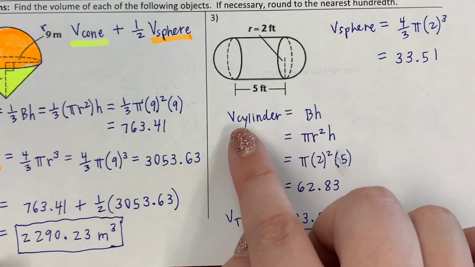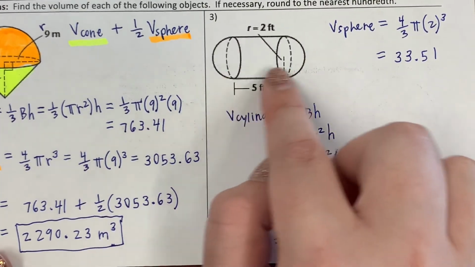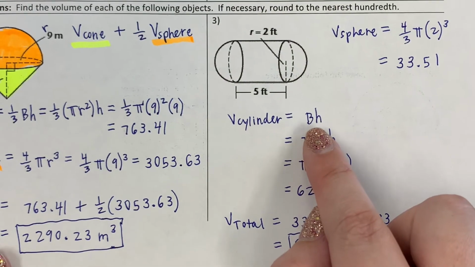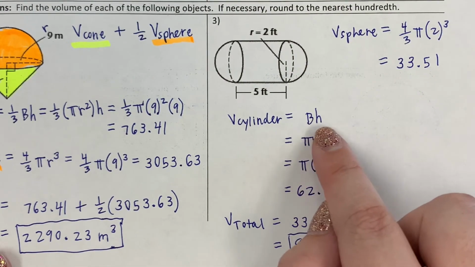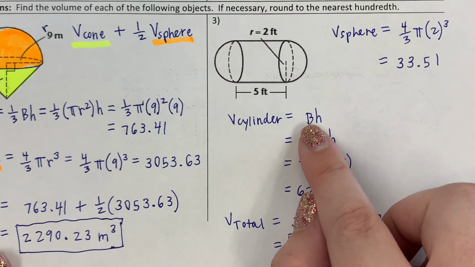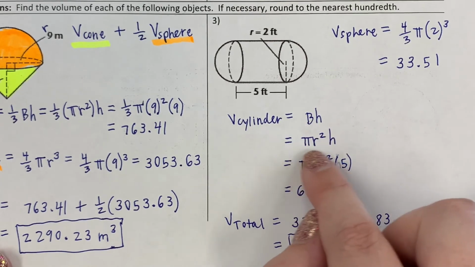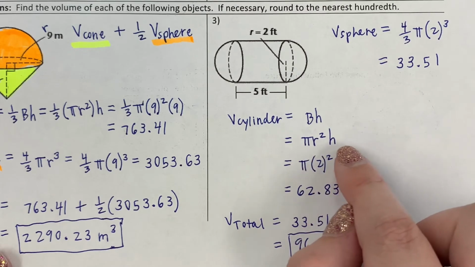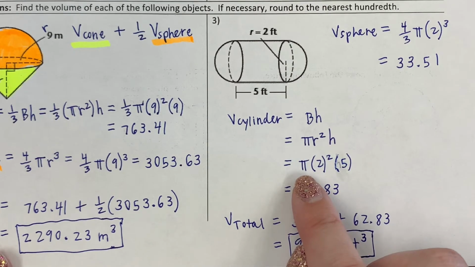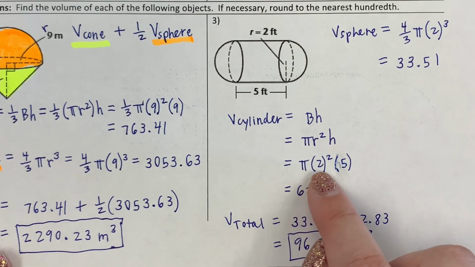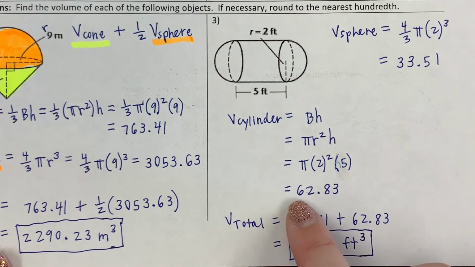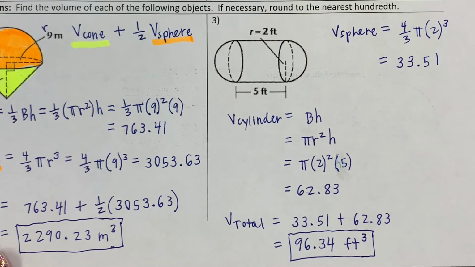Then I have to find the volume of the cylinder, which is in the middle of the object here. And if we recall, our formula for volume of a cylinder is simply base times height. Our base is a circle, and for the area of our circle, we would do pi r squared times our height. And so I can plug in, my radius is 2, my height is 5. So for the volume of the cylinder, I get 62.83.